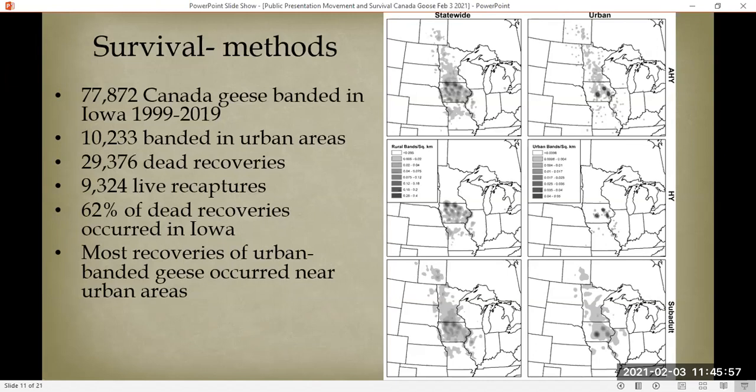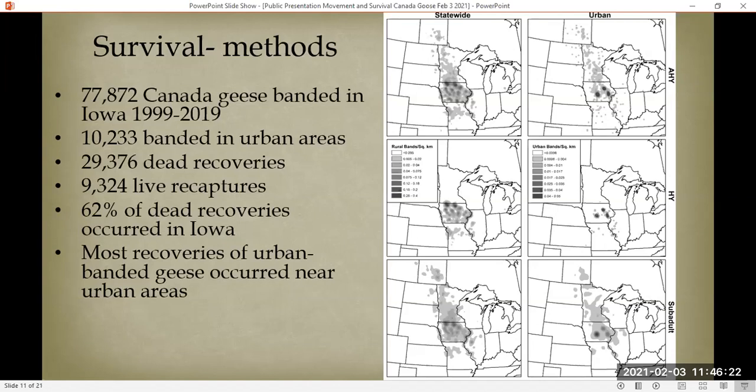So over those 20 years, we accumulate a lot of recoveries, and that's where that goose is subsequently found. So most of the time, this is through hunters reporting that they harvested a banded goose, but sometimes these geese are found dead, sometimes they're recaptured, et cetera. And so that provides really valuable information.